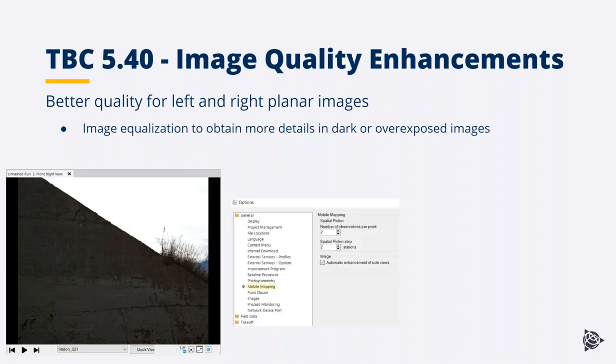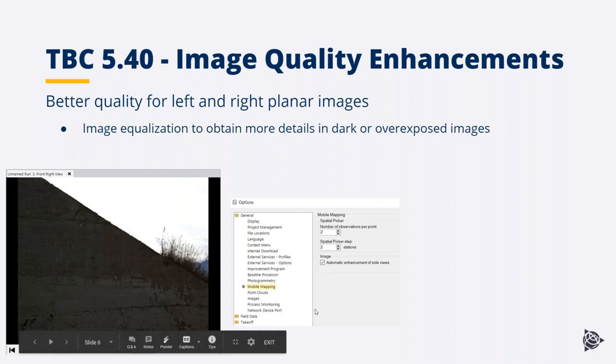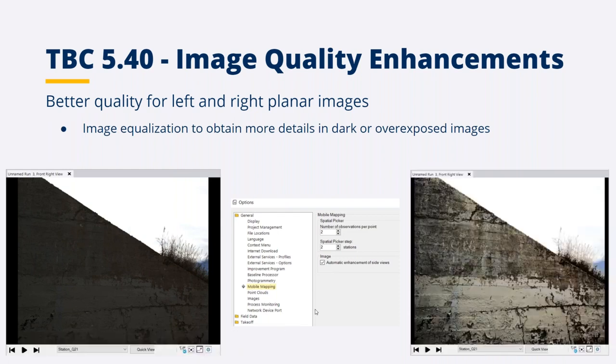What we can do now, we can go to options, general mobile mapping, and there's a new box here, image, automatic enhancement of side views. So you can toggle that on, and then if you open the same image, you will see something like this. And as you can see, there's much more detail in that image. You could better evaluate the quality or the condition of that wall or whatever you want to do from the images. Also, this enhanced image is exported to the next step if you want to go to, for example, TMX or Topodot with this image.